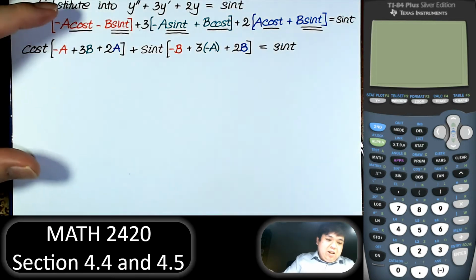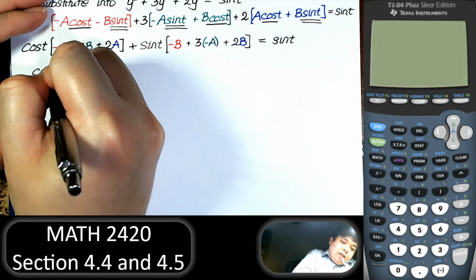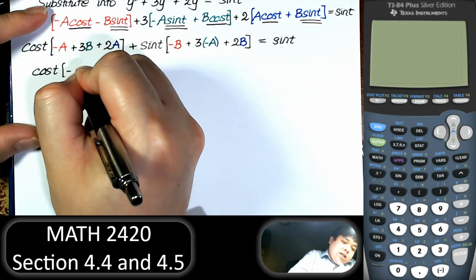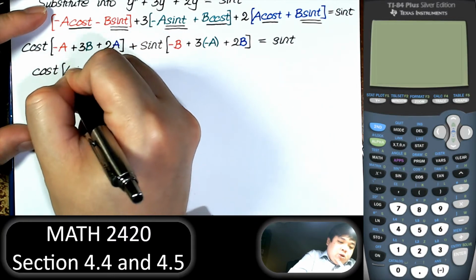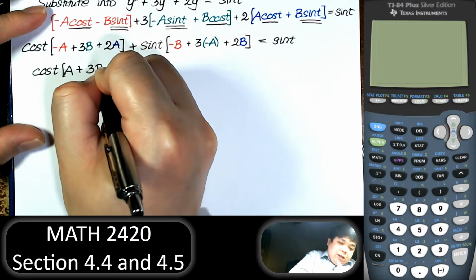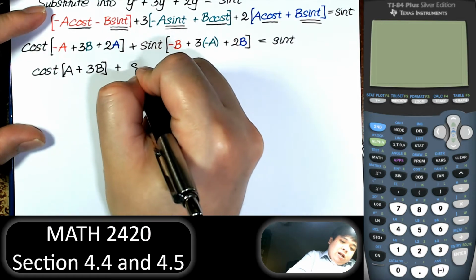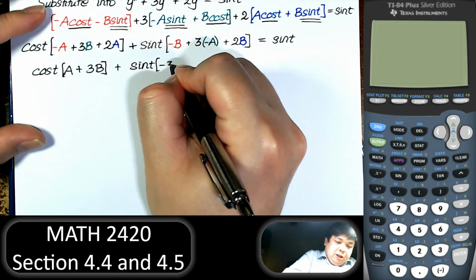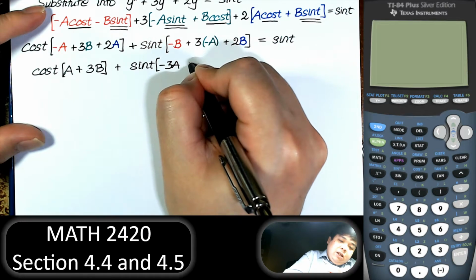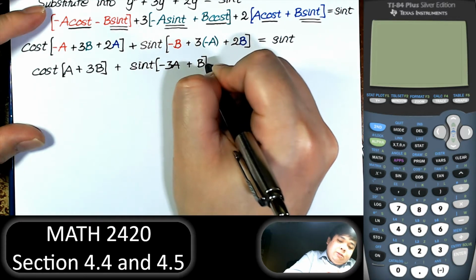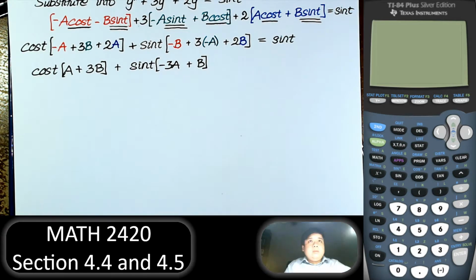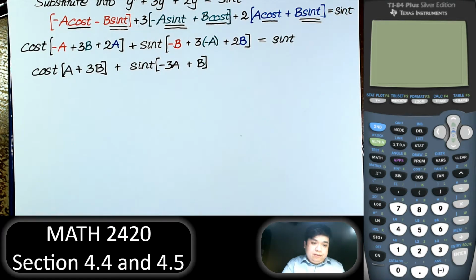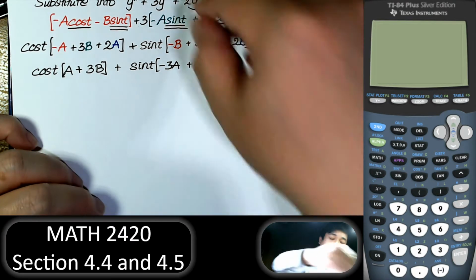Oh, by the way, let's just simplify this first. Cosine of t, that minus a plus 2a, so it's minus a. 2a minus a, so positive a, plus 3b, plus sine of t, negative 3a plus b. Right? And that equals sine t.